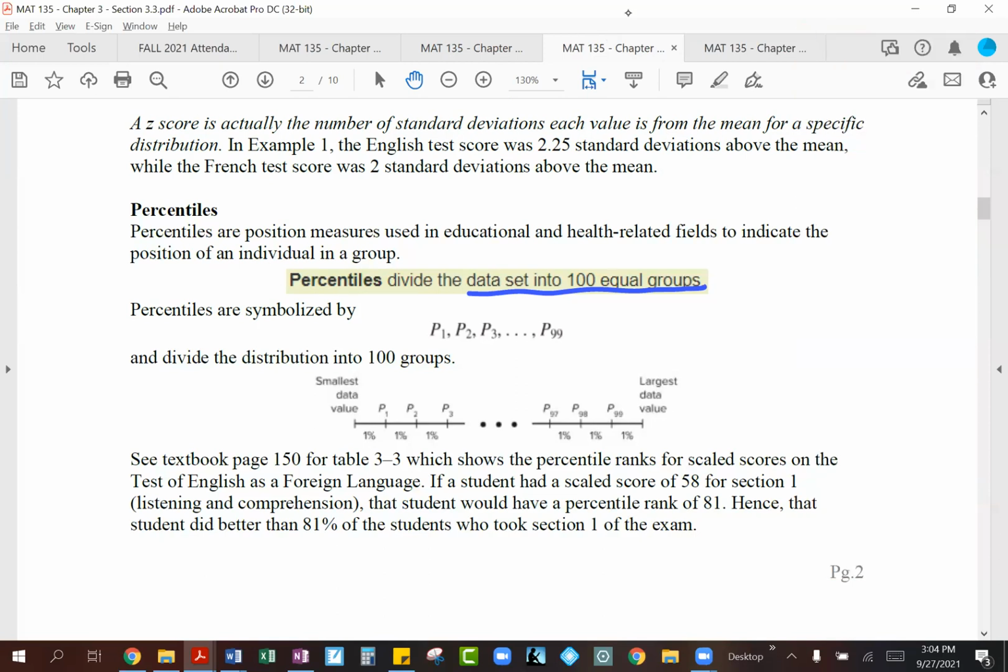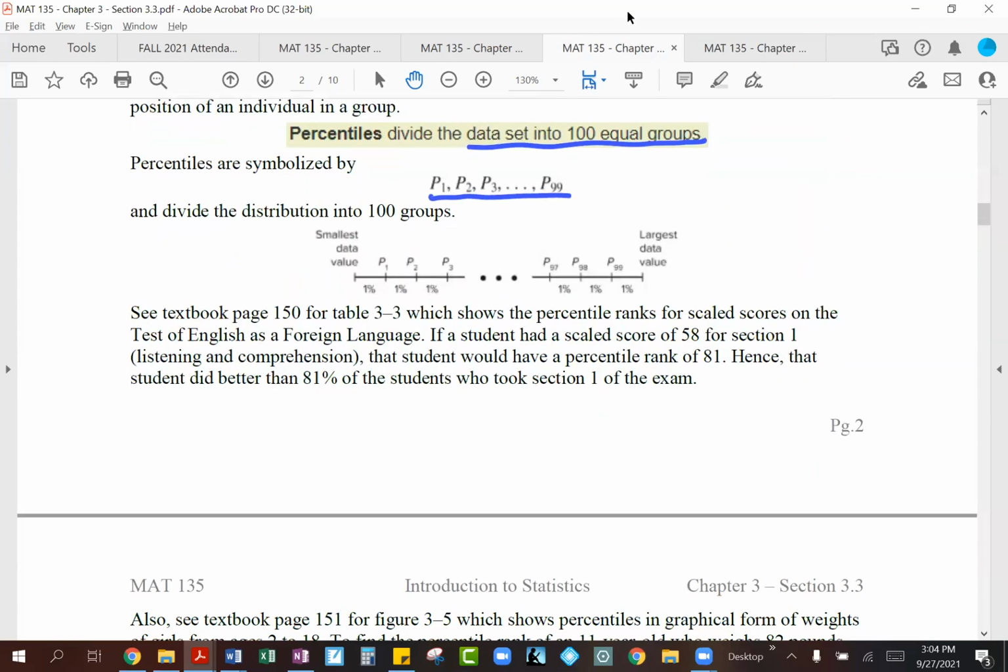So you can see they're talking about, you can use these symbols, P sub 1, P sub 2, P sub 99 to denote which percentile you are looking at.